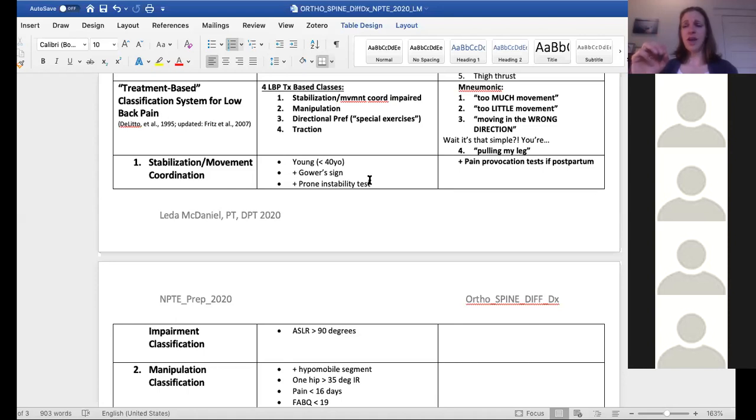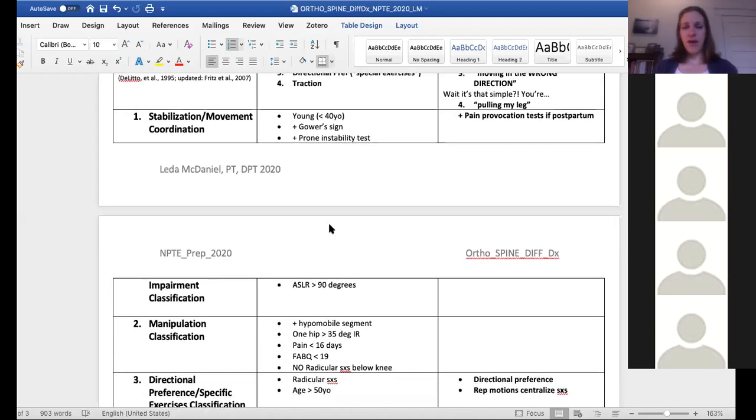Maybe that patient does have some weakness of deep core muscles, and maybe we're going to do some transverse abdominis specific exercises or core exercises. Those are going to be our choices. If the individual doesn't respond to traction, traction is a little bit more of a catch-all category. It's not as well described. So those are the different categories.